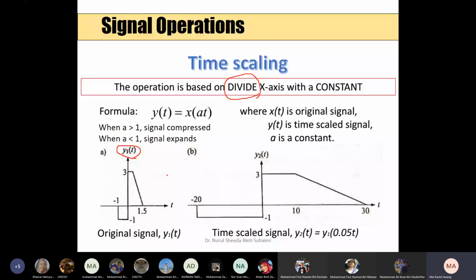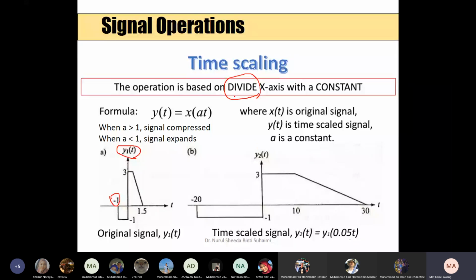If the original signal is y1 of t, the time-scaled signal, if y2 of t is equal to y1 of 0.05t, so this is the shape of the signal. For example, if we take t at minus 1, multiply by 0.05, so it's 0.05.